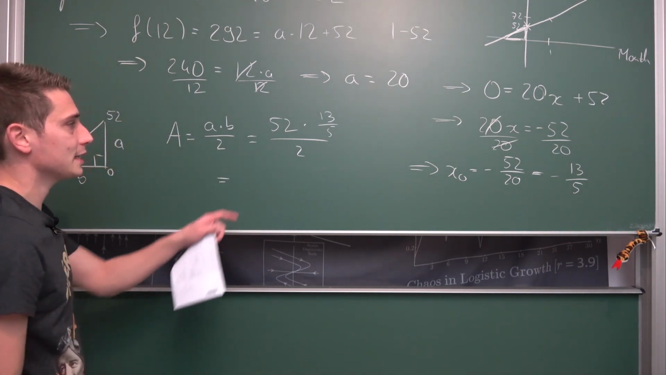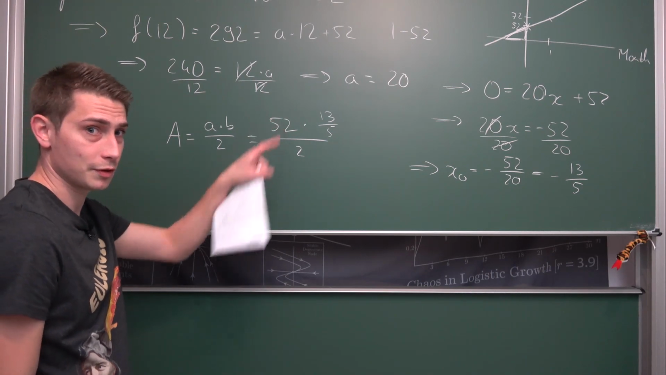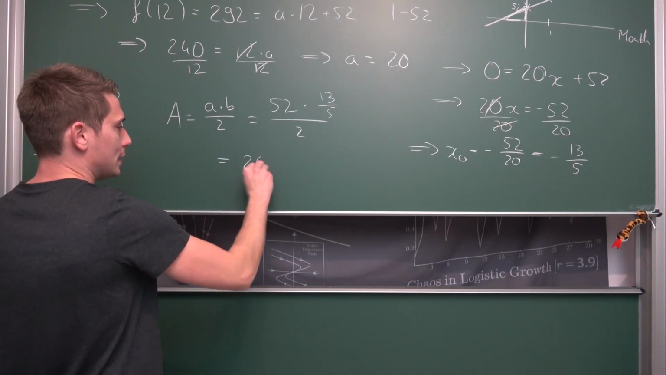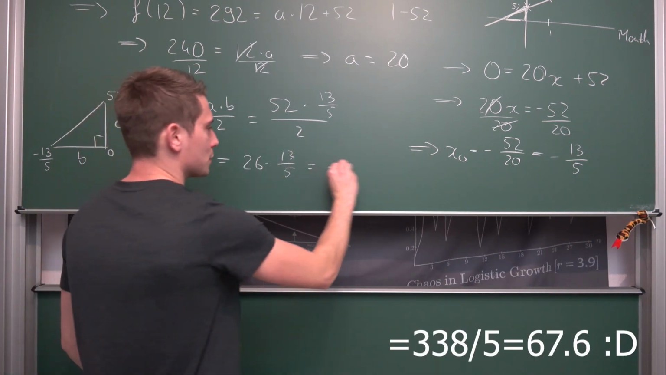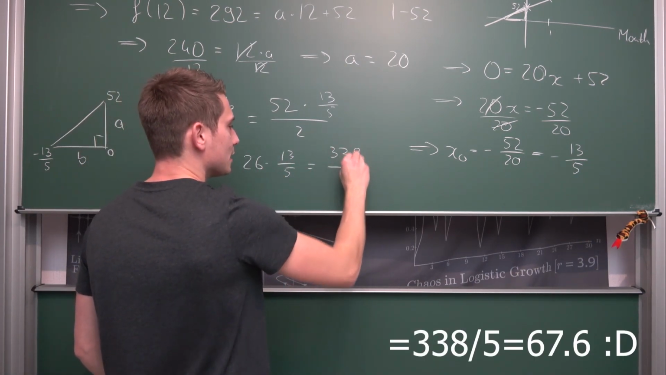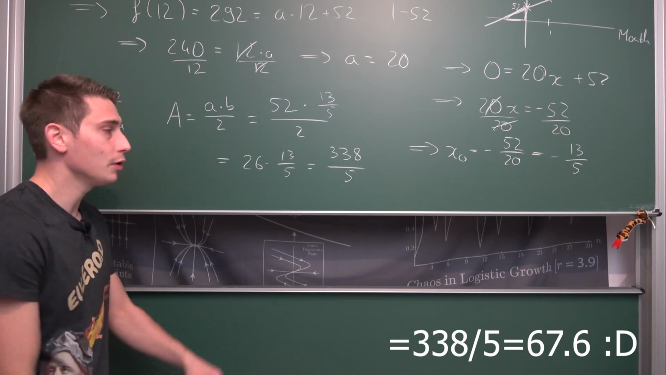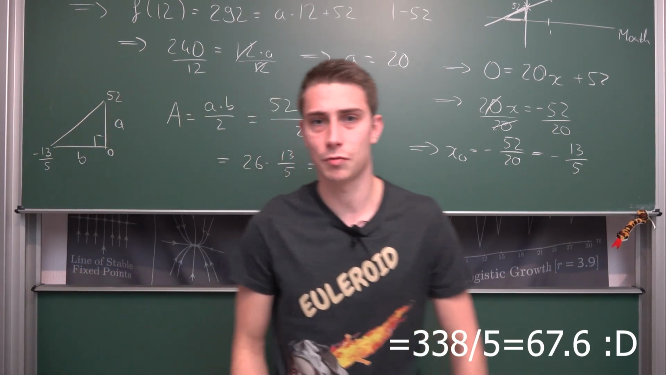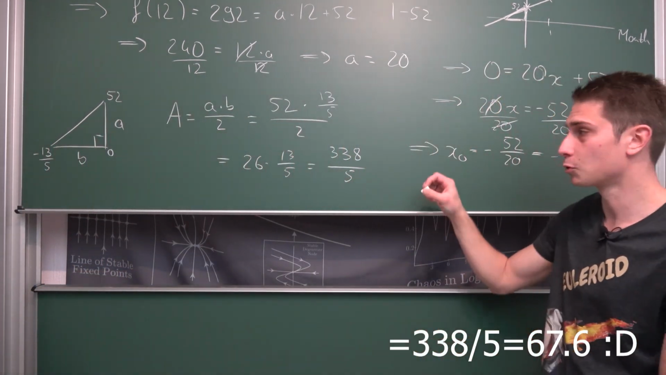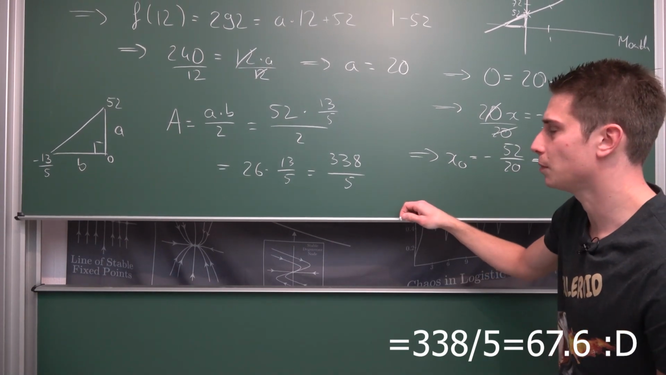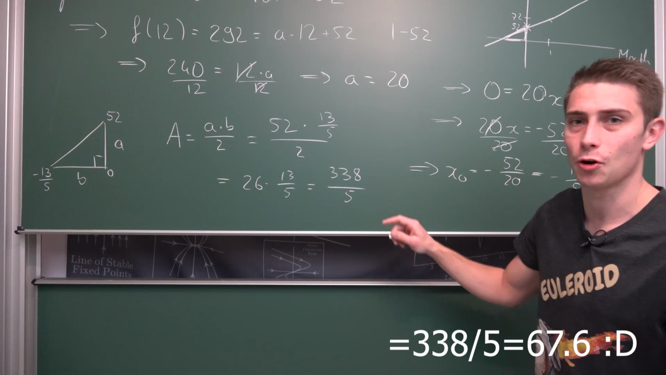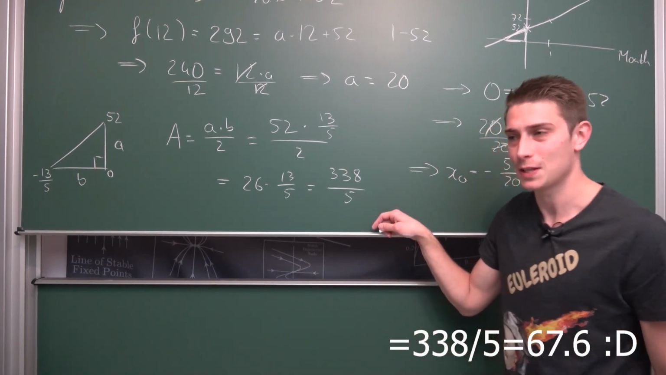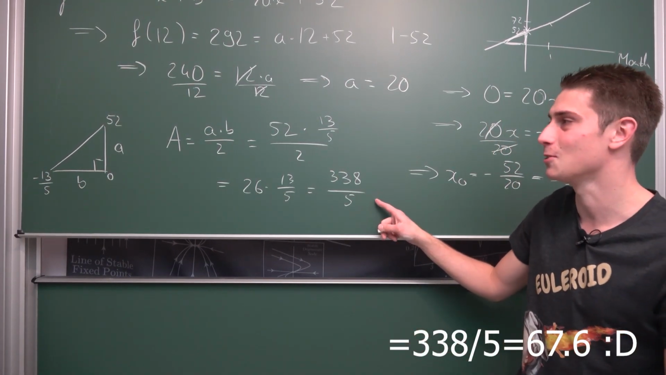If I'm not mistaken, you can cancel out the 2's on the 52 and the 2, giving you 26 times 13 over 5. And I think this is going to result in 338 over 5. Overall, just as a little estimation, this is 47 point something, 47.5 if I remember correctly. I can't remember. No, it's 67.6. This right here should be the solution to this problem.